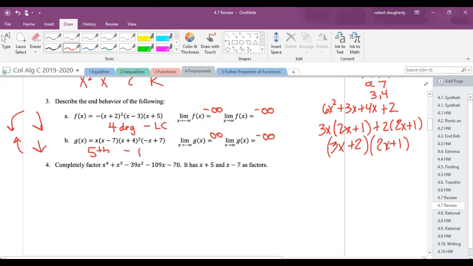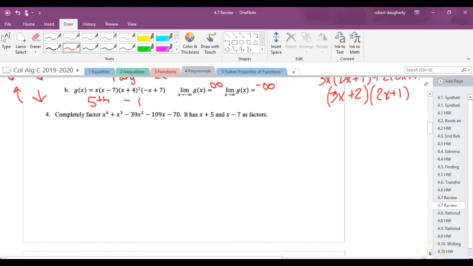Completely factor this next polynomial given two factors. So I've got x plus 5 as a factor and x minus 7 as a factor. So that means x equals negative 5 is a solution and x equals 7 is a solution. So I should be able to get synthetic division to work twice on this one. So let's set that up. Let's start with negative 5. Doesn't matter which one you start with.